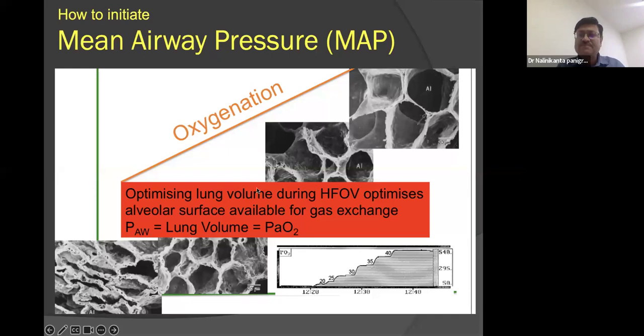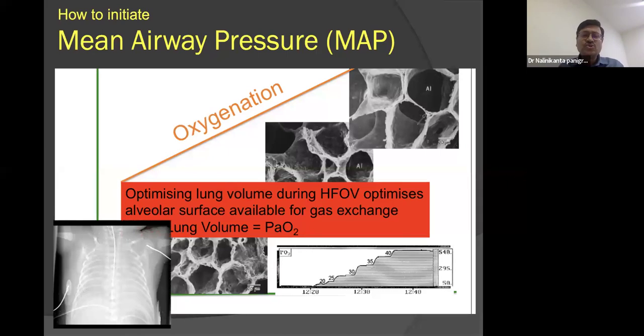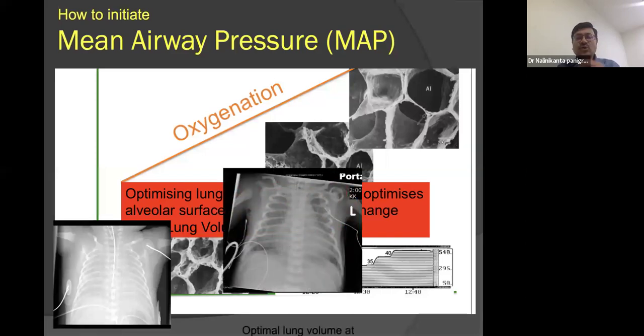In other recruitable lung diseases, like the preterm RDS prototype, we go on increasing the mean airway pressure. The oxygenation will improve by recruiting more and more alveolar units. That's the basic principle. So how much to choose? Depending on the lung condition. You can see in this first X-ray how it looks hazy, completely white out. By recruiting the lungs, we may get 6 to 8 rib spaces.